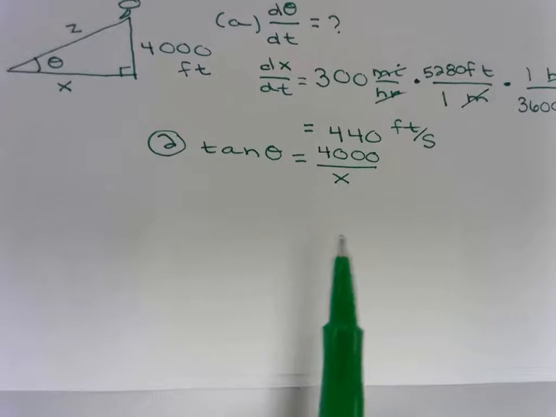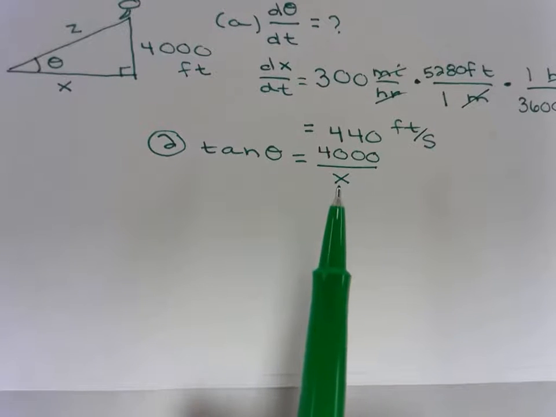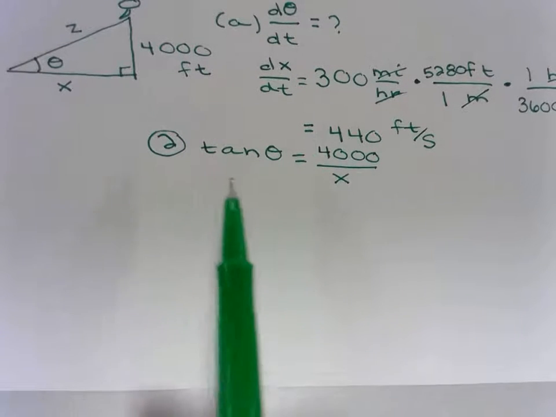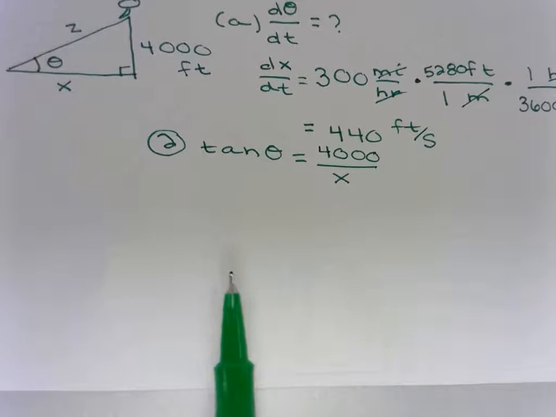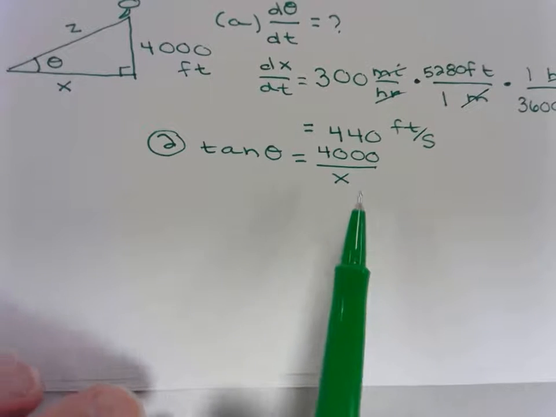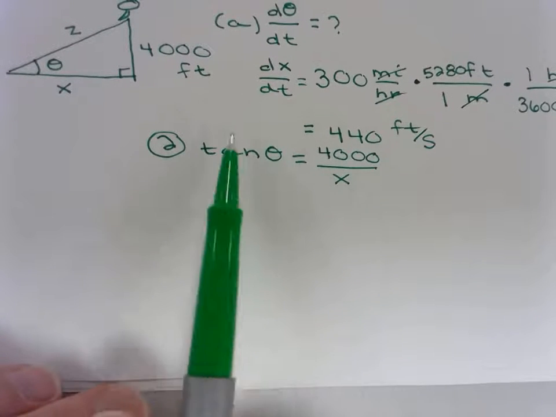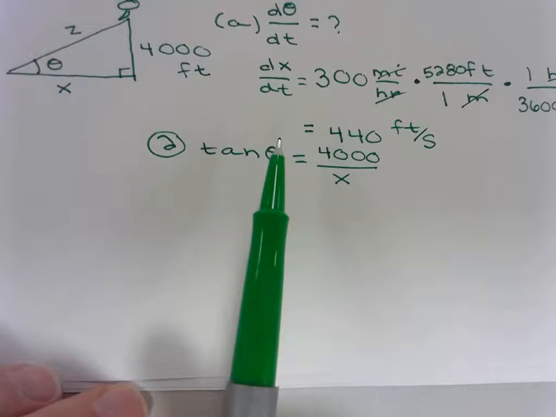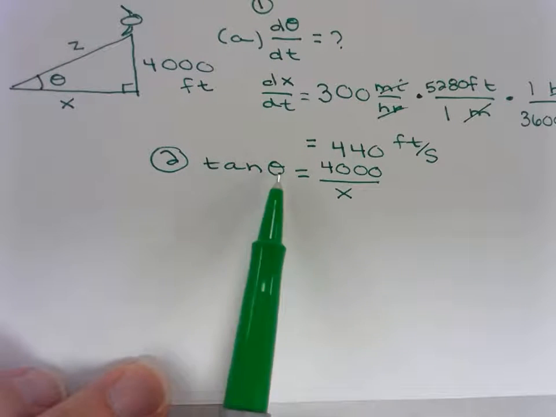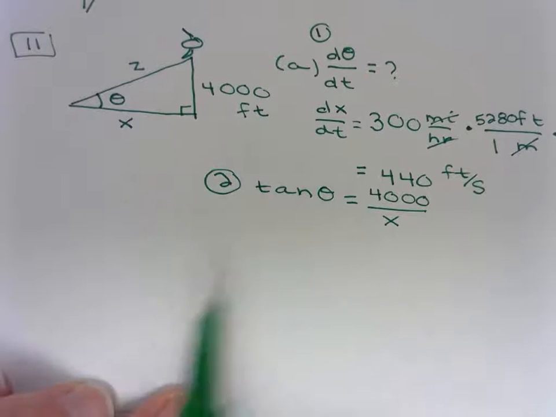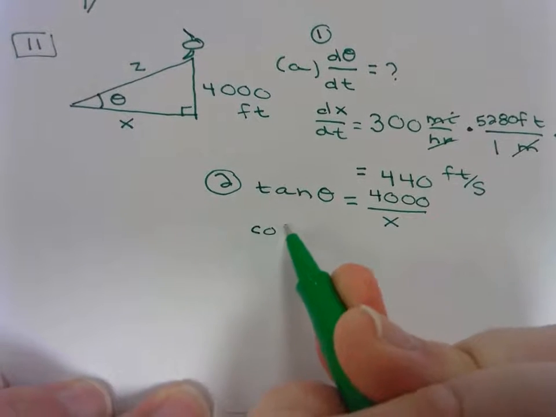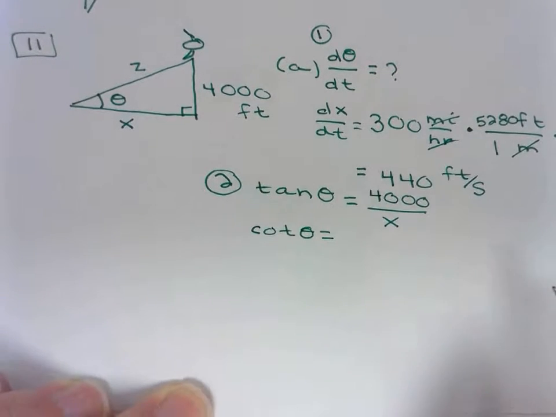As I try to take the derivative of this, you could do it. What would be an easier way to rewrite this that would make taking the derivative a lot easier? You could do it that way. What different trig function could I rewrite this with? Instead of tangent theta equals 4,000 over x, what if I did cotangent theta? What would cotangent theta be?